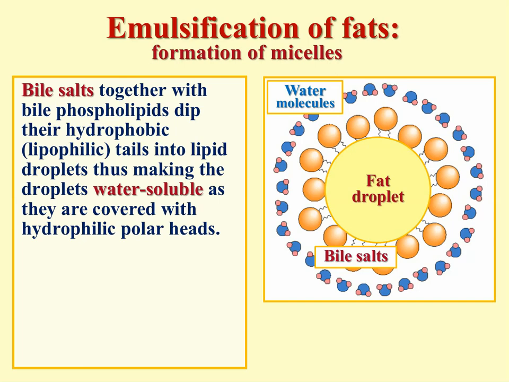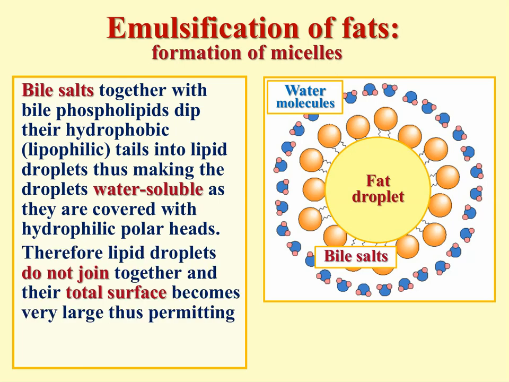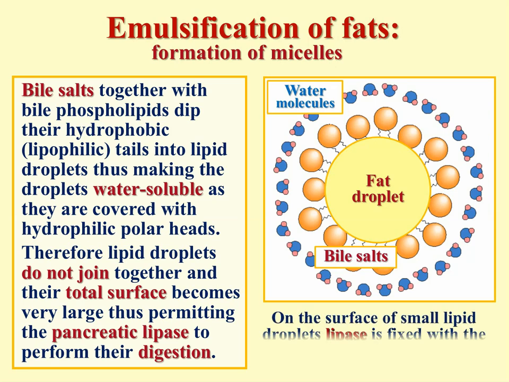So bile salts, as many other surface active substances, have a hydrophilic head and hydrophobic tails. Hydrophobic tails are dissolved in lipids, therefore they can be placed into the fat droplet. And don't forget that on the surface of the small lipid droplets, lipase is fixed with the help of colipase. And then lipase can easily digest fat when fat droplets are very, very little.